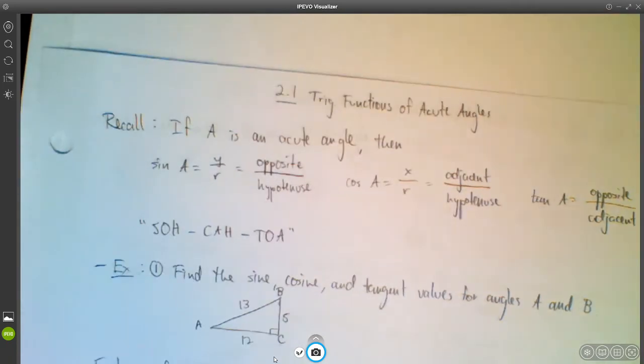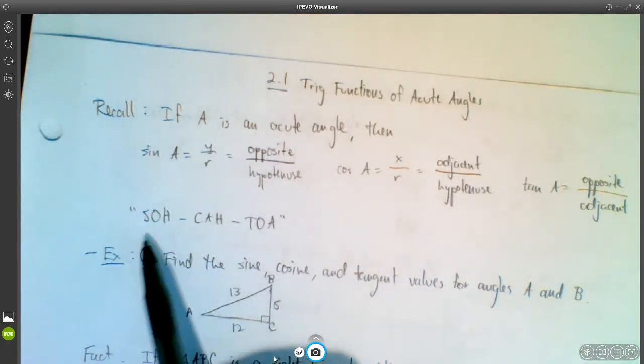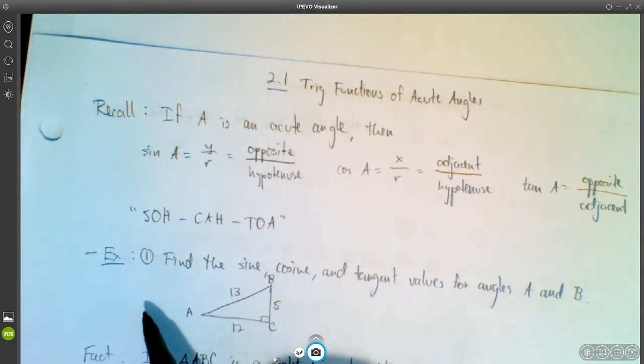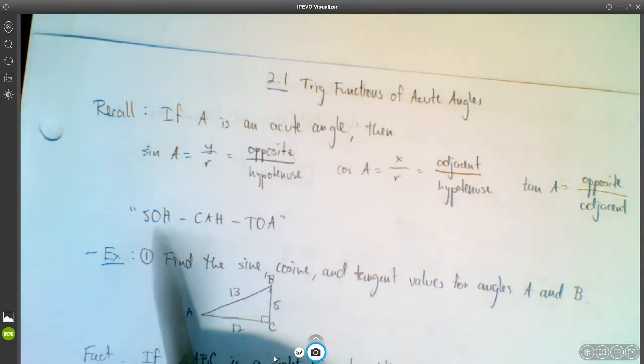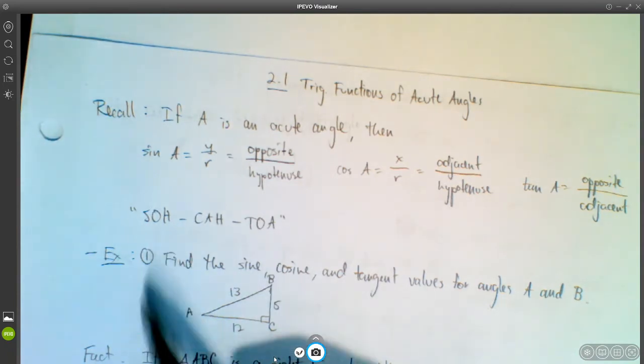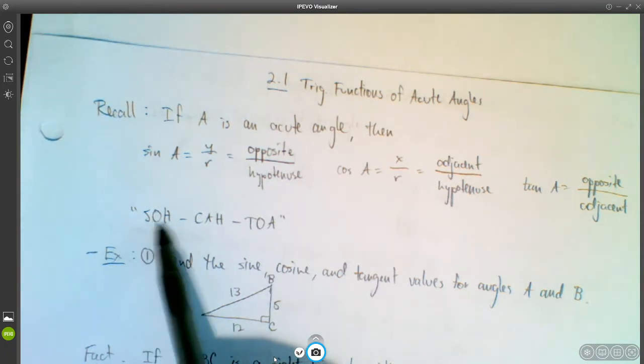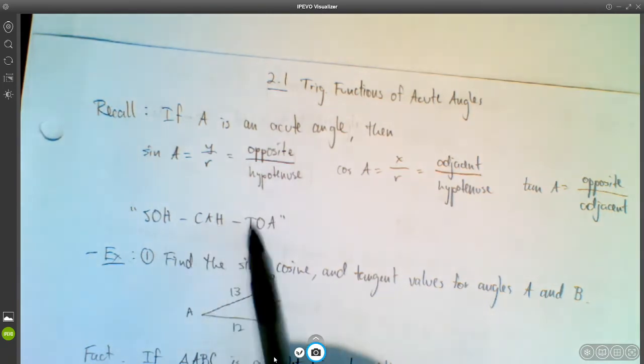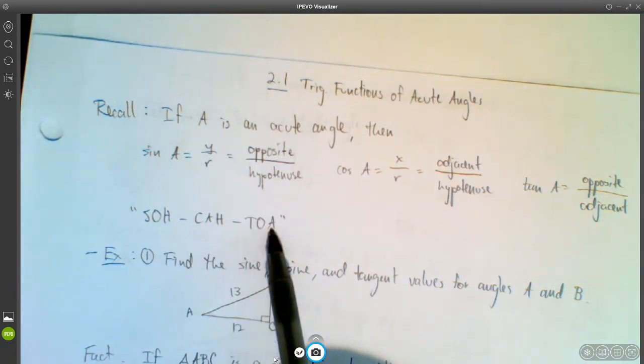Okay? So the way that I remember this is I use a little acronym called SOHCAHTOA, which you may have heard of before. SOHCAHTOA is how I remember: sine is opposite over hypotenuse, cosine is adjacent over hypotenuse, and tangent is opposite over adjacent. SOHCAHTOA. So I'll give you an example of SOHCAHTOA in action so that you understand these definitions.